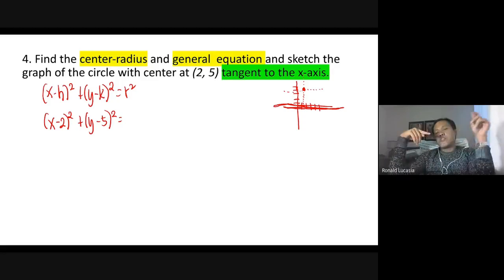When you have the notebook there, you try to plot the center of the circle, which is (2, 5), and you visualize what should be the radius there to be able that the circle must be tangent to the x-axis.